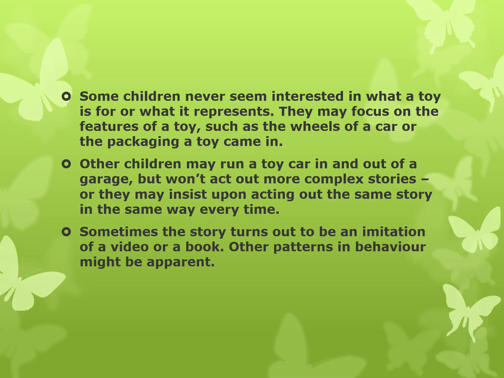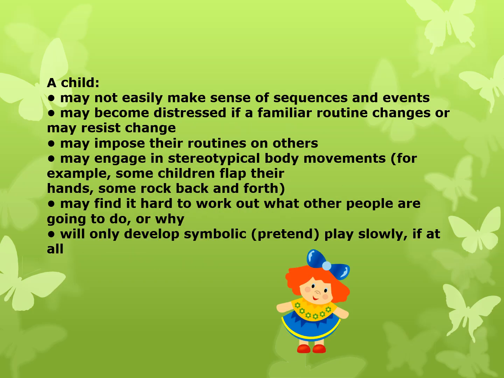Other patterns in behaviour might be apparent. A child may not easily make sense of sequences and events. They may become distressed if a familiar routine changes or may resist change. They may impose their routine on others. They may engage in stereotypical body movements. For example, some children flap their hands and some rock back and forth. They may find it hard to work out what other people are going to do or why, and will only develop symbolic pretend play slowly, if at all.